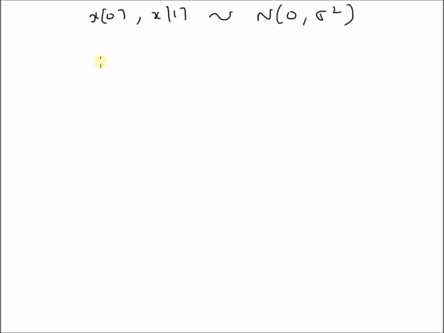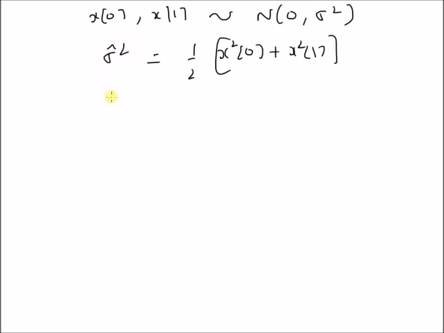So given this information and given the estimate, that is sigma square hat is equal to 1 by 2 times x square of 0 plus x square of 1, that is basically the average of the squares of the observations. This is the value for the estimate of sigma square. We want to derive the PDF of this estimate.